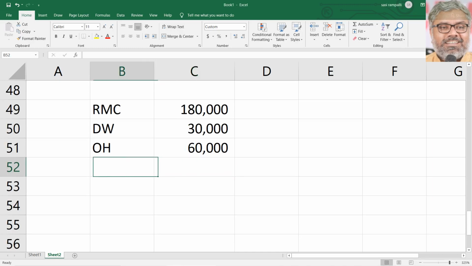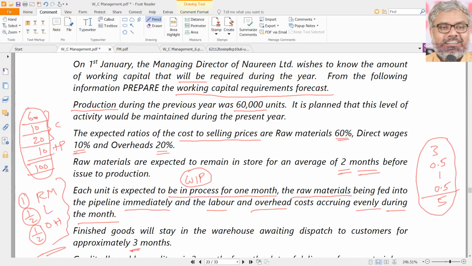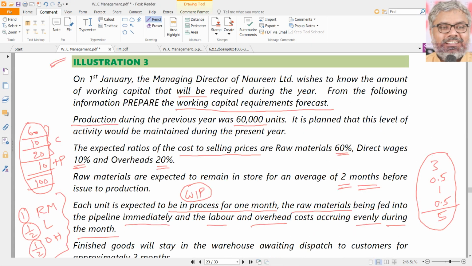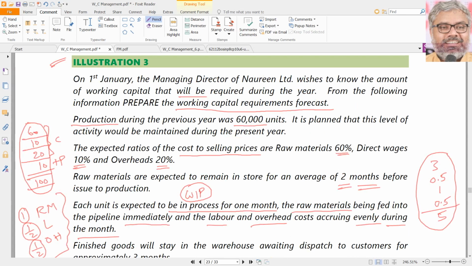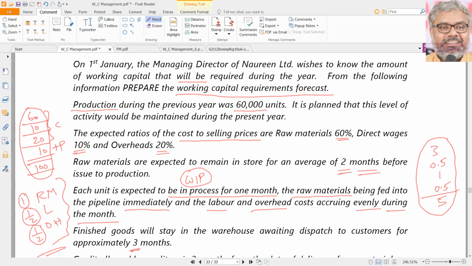But again, a point to be noted here. For work in progress, since no information is given that this is a new company, it is an existing company when nothing is mentioned. We have to assume that the opening stock of work in progress and the closing stock of work in progress are one and the same. In the same way, the opening stock of finished goods and closing stock of finished goods are the same when no information is given. Same with raw materials also. Opening and closing stock of raw materials are the same unless otherwise stated. If it were a fresh company, the calculations would be different.